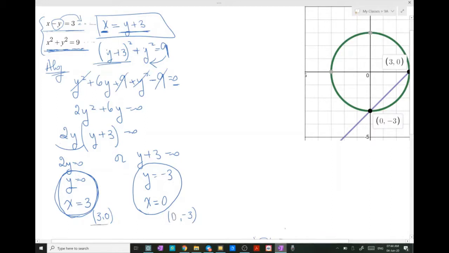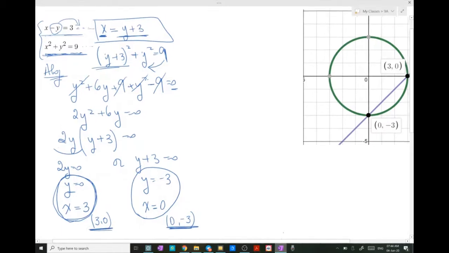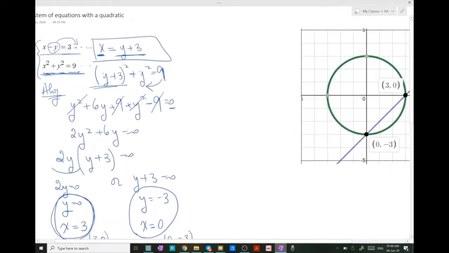So now what do these points represent? I'm going to show it to you graphically. In order to solve them graphically, you have to use the table of intercepts for the line. When x is 0, you are finding the y-intercept. When y is 0, you are finding the x-intercept. So when x is 0, y is minus 3. When y is 0, x is 3.